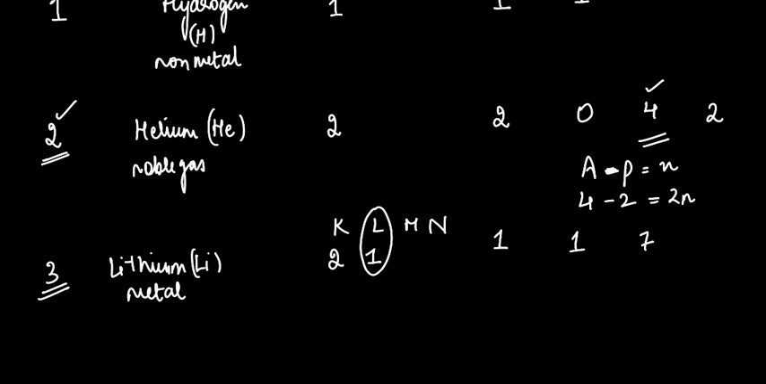Now elements have multiple isotopes. Lithium might have a mass number of 8 or it can be 9. There can be multiple isotopes. Isotopes are basically elements with the same atomic number but different mass number. That I'll write somewhere in between because we'll be dealing with mass numbers in this table also.